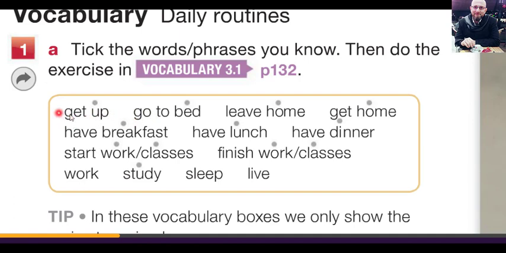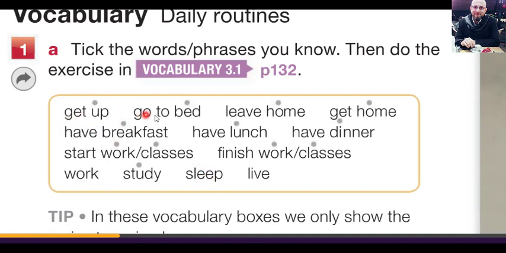Do you get up? Do you go? Do you go to bed? Do you leave? Do you leave home? Do you get home? The same thing. Do you live? Do you sleep? Practice.